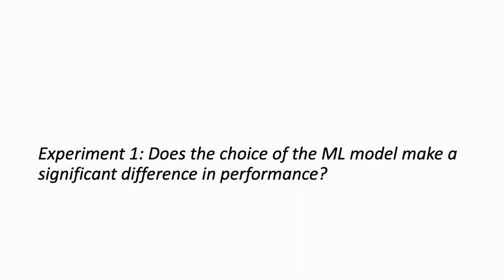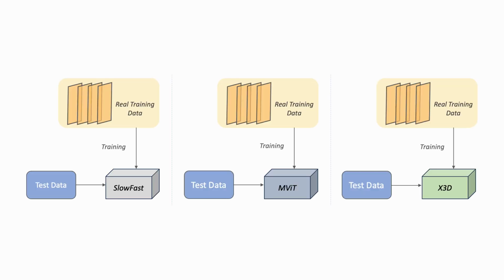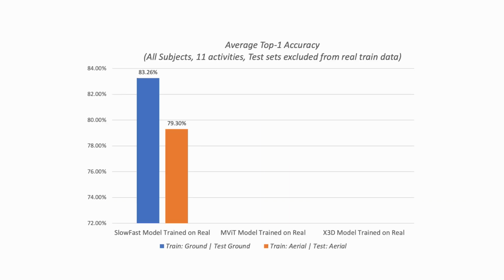With these datasets, we ran evaluation experiments to answer some research questions. The first question is, does the choice of the ML model make a significant difference in the performance? We used SlowFast, MViT, and X3D for this experiment. The 3 models were each trained with real training data and evaluated with the test sets extracted from the real data. The results are the following.